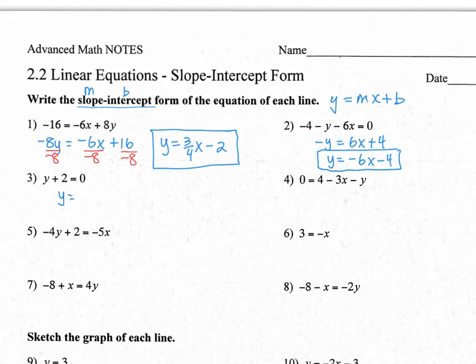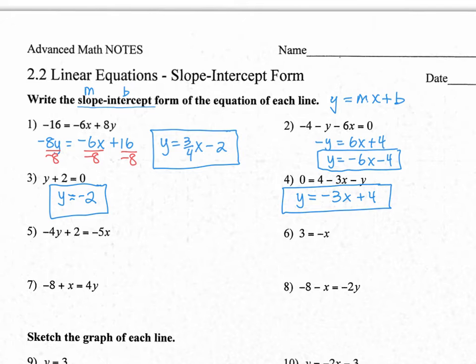On number 3, we would subtract the 2. So we just get y equal -2. And it's okay like that. I know it looks kind of weird because it doesn't have an x, but that's that special case similar to what you saw in your homework last night. On number 4, we could simply just add y to this side. And then I would put this in the proper order. So it's -3x plus 4 to get it to work.